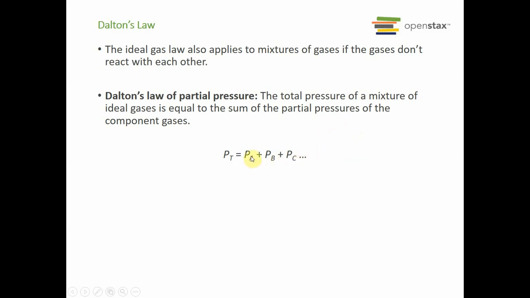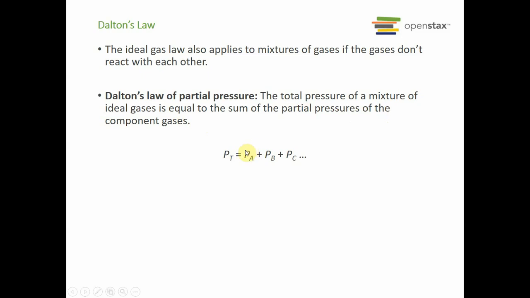But these three gases, nitrogen, oxygen, and argon, make up most of our atmosphere. And the pressure of each is independent, and the total pressure of the atmosphere is the sum of the partial pressures of each. So that's the law, Dalton's law of partial pressures. The total pressure of a mixture of ideal gases is equal to the sum of the partial pressures of the component gases.